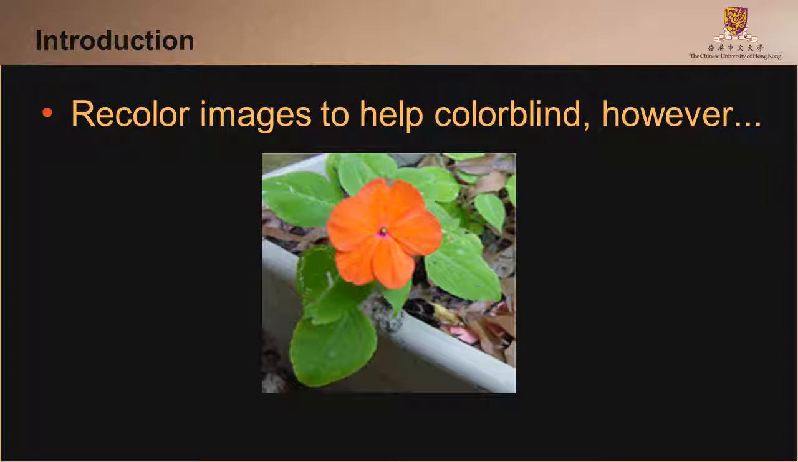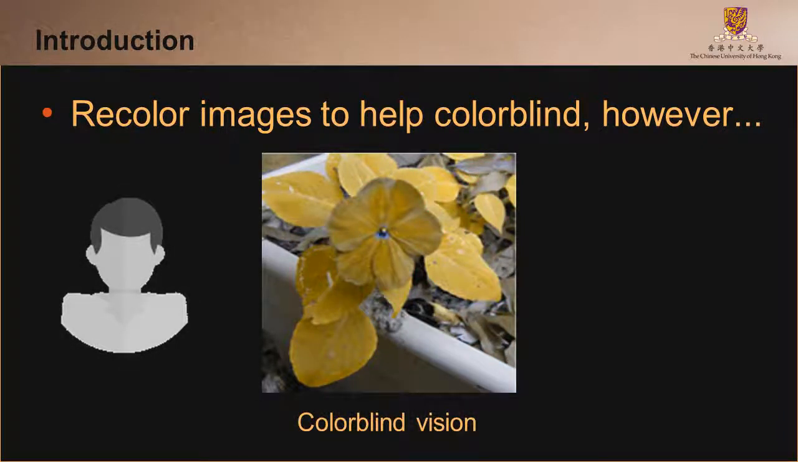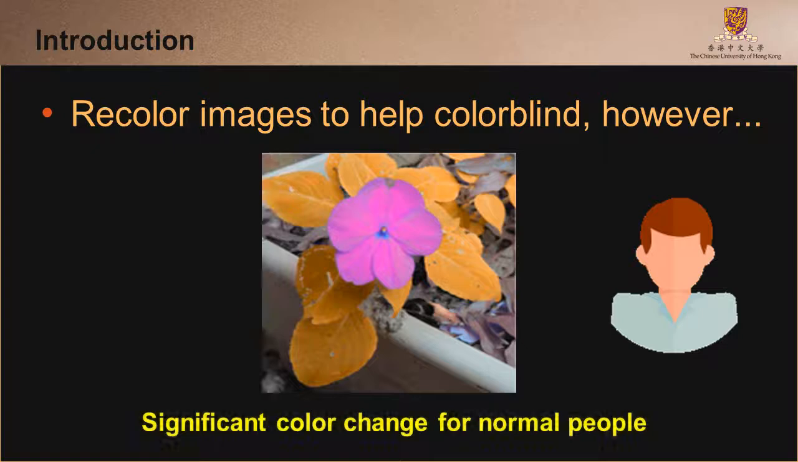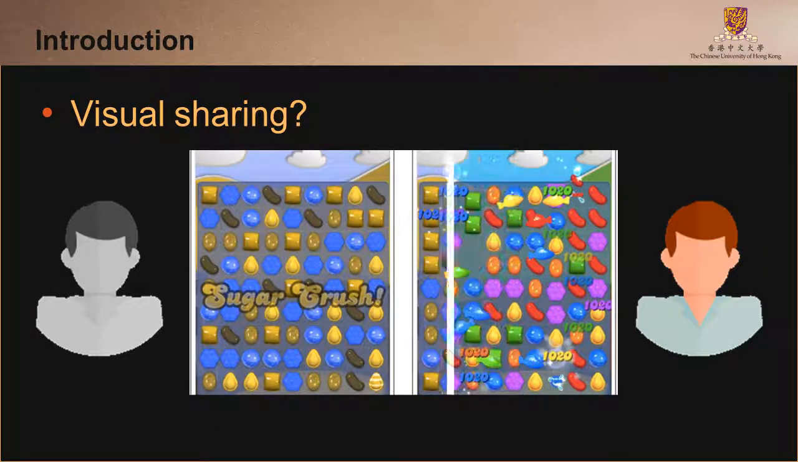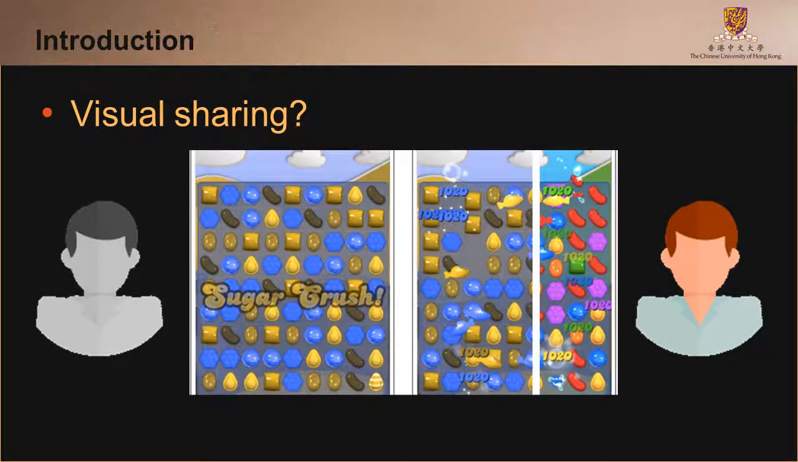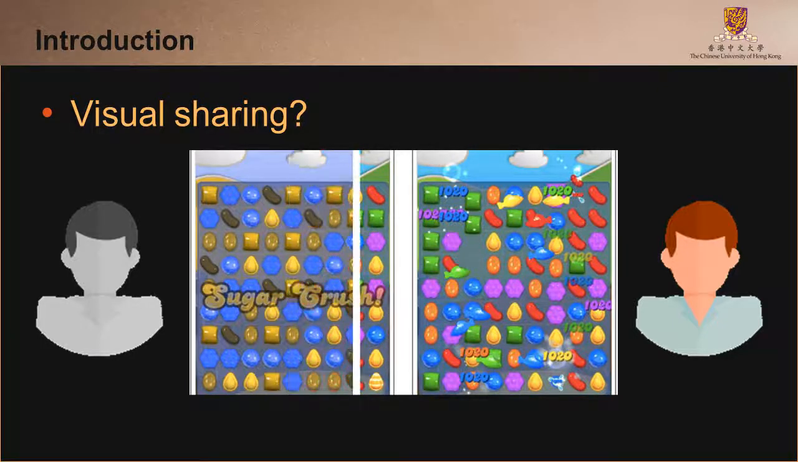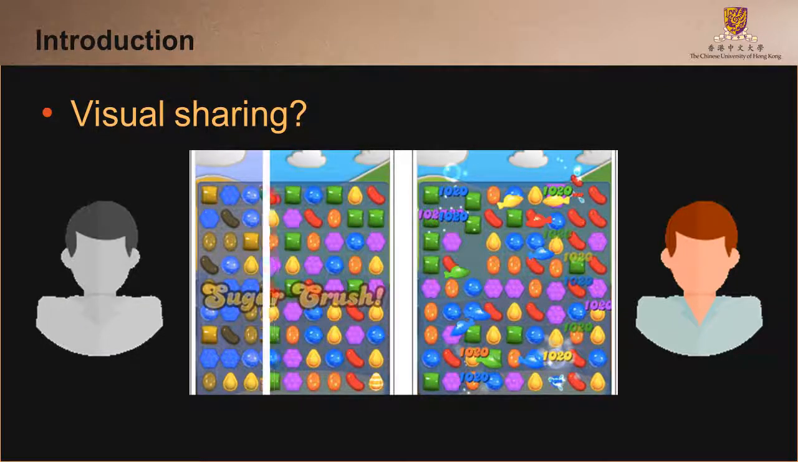One solution to help them is to recolor the image so that the colorblind could distinguish between the colors. Look at this example. The flower and leaves coloring is different in normal vision, but they are very similar in colorblind vision. We recolor the image so that the colorblind can distinguish between them. However, when switching back to normal vision, the color change cannot be accepted by normal people. So, can we find a visual sharing method such that colorblind can distinguish the colors while normal people would not notice the difference of the image?